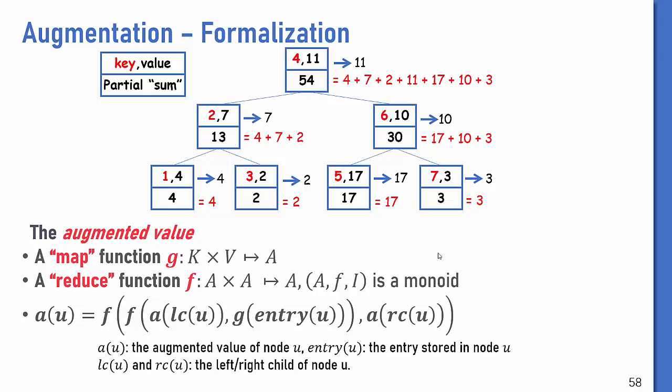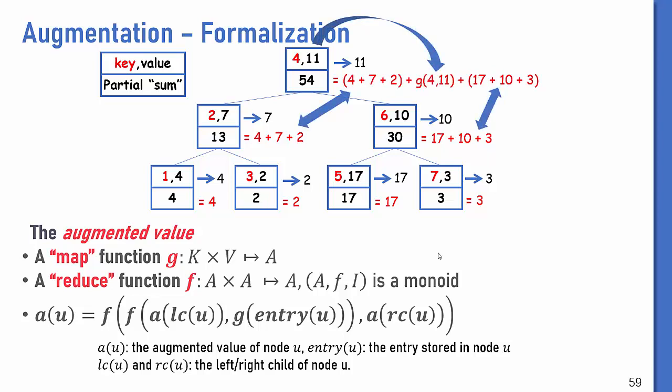Because of the associativity, to compute the augmented value, to add everything in a subtree together, we don't need to traverse the whole subtree, but can just compute the augmented value by reading the augmented values in its two children and apply G on itself and use F to combine the three parts together. Okay, like here, we just read the augmented value 7 of the left subtree, augmented value 10 of the right subtree, and apply G on the node itself and add the three parts together.